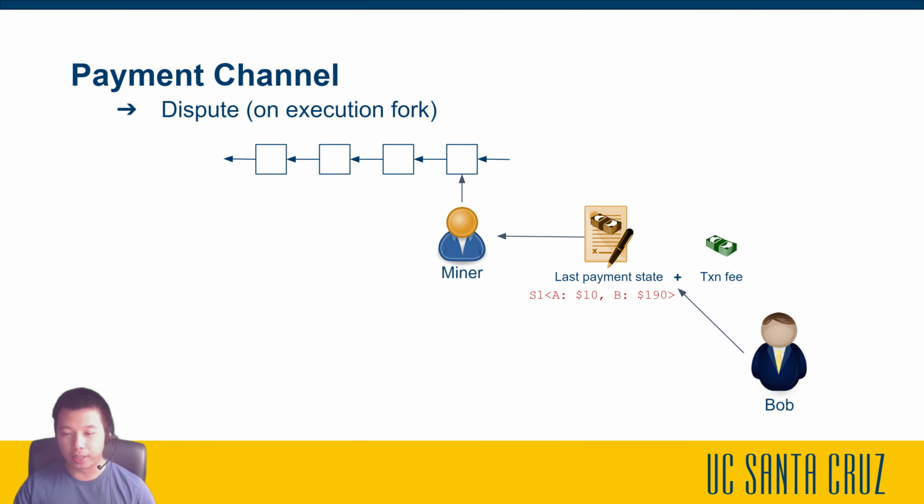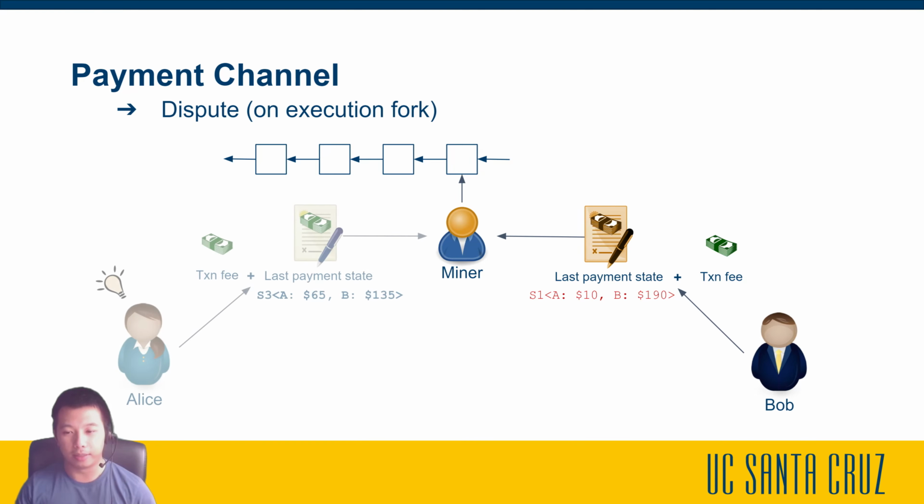This dispute period is important because if Bob were malicious and submits an old state that benefits him, Alice will have time to notice this and submit a dispute transaction with a newer state. Because this state is newer and valid, the contract will transition to the state and allow Alice to withdraw her $65. We note that it is crucial that Alice's dispute transaction make it to the contract within this dispute period. But this can be challenging if the network is experiencing congestion.